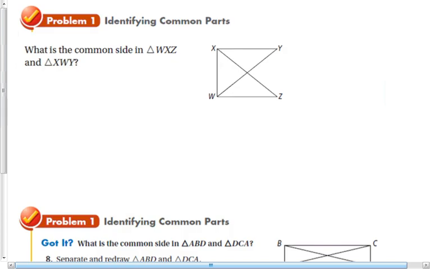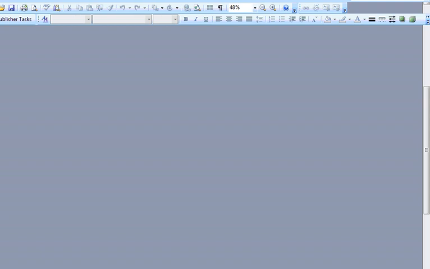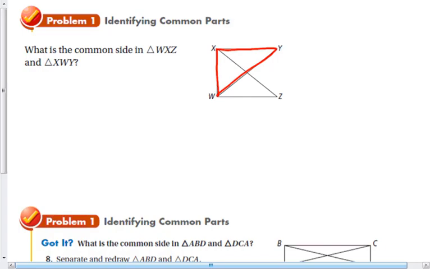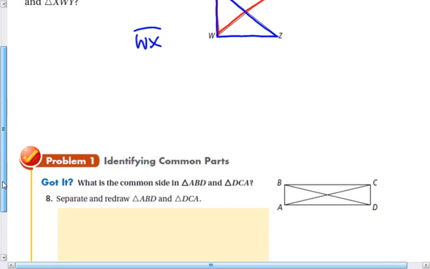All right, sometimes you can use common parts and the reflexive property to help prove things. So it's good if you recognize the common parts. And if I were to draw these separately, here's one triangle, and here's another triangle, you will notice that I drew the line WX twice. So that's the common part there. All right, you try that.